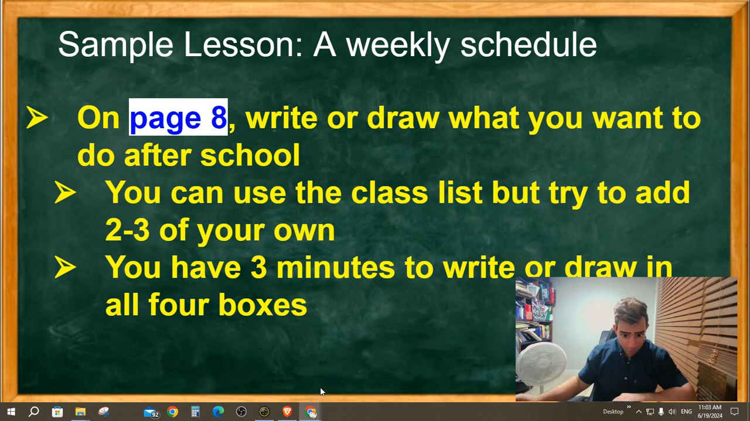Okay. What page are we looking at? That's right. Page 8. Ding. Can you copy everything from the class list, Jiyoung? No, you should try to put 2 or 3 of your own ideas in there too. How long are we going to do this for? 3 minutes. Go.